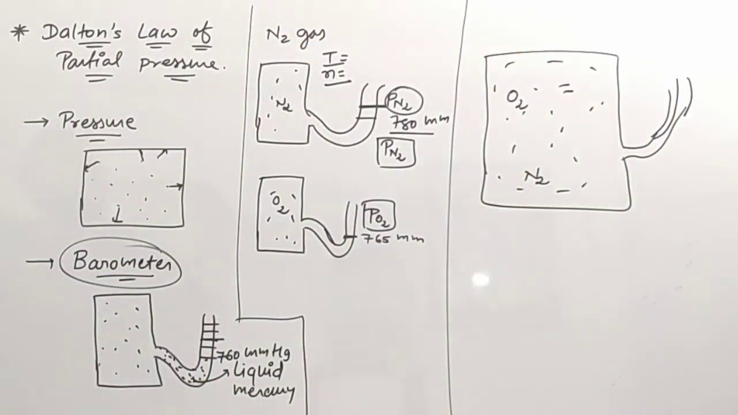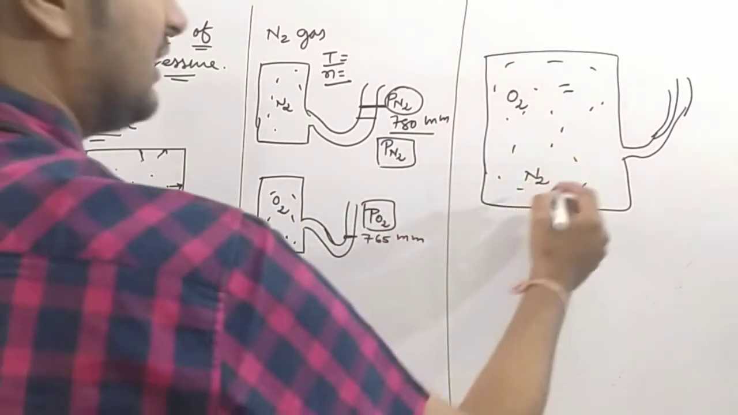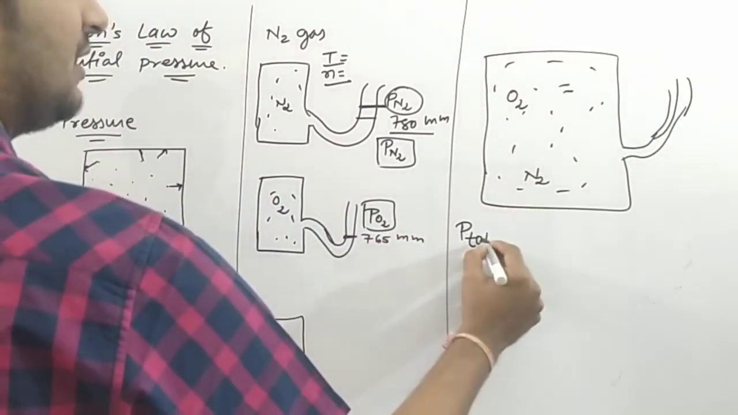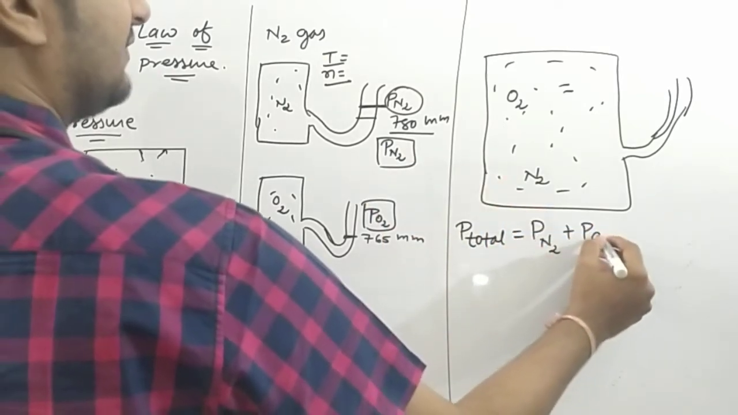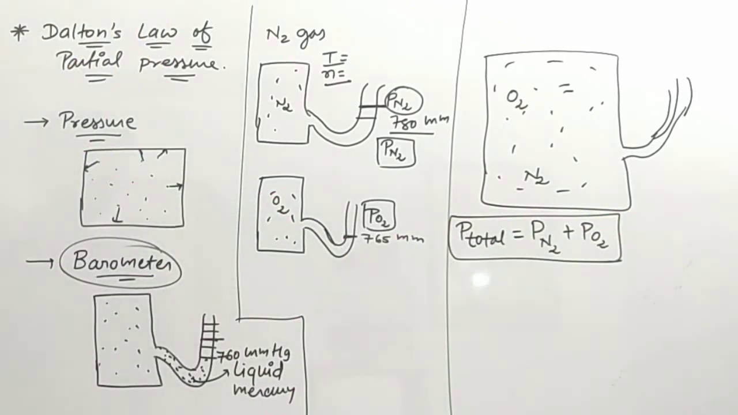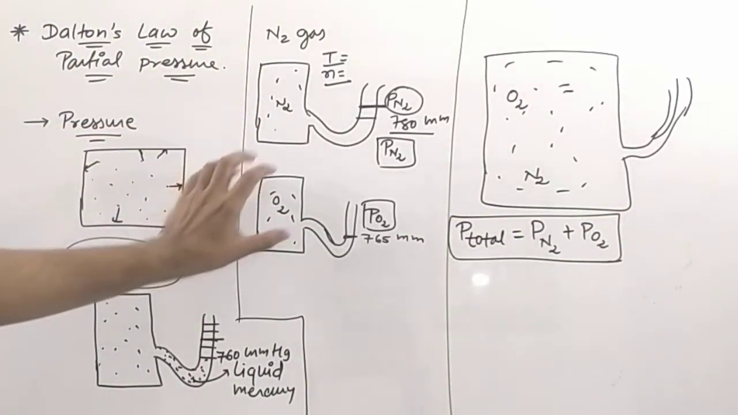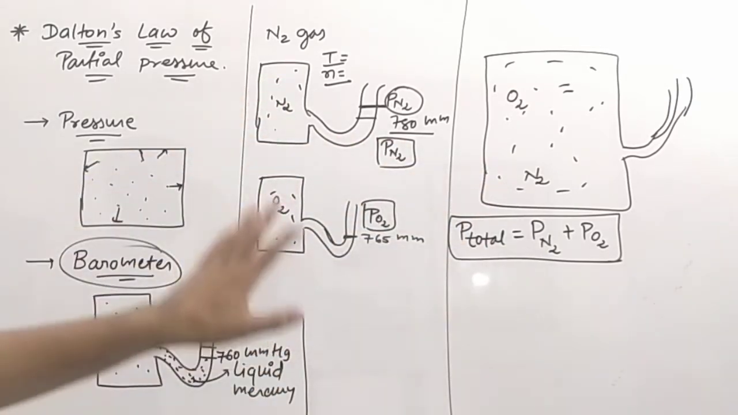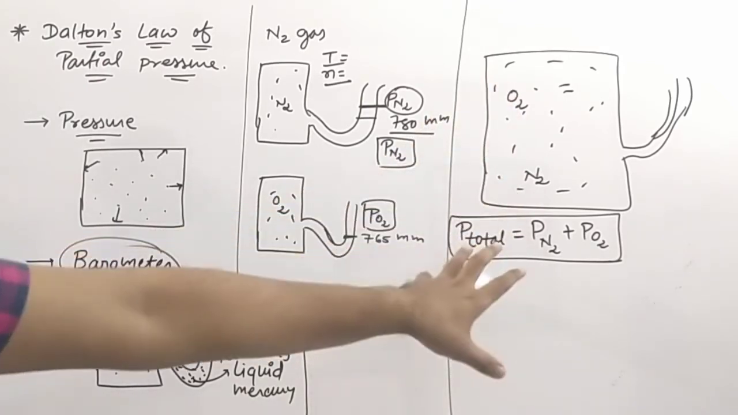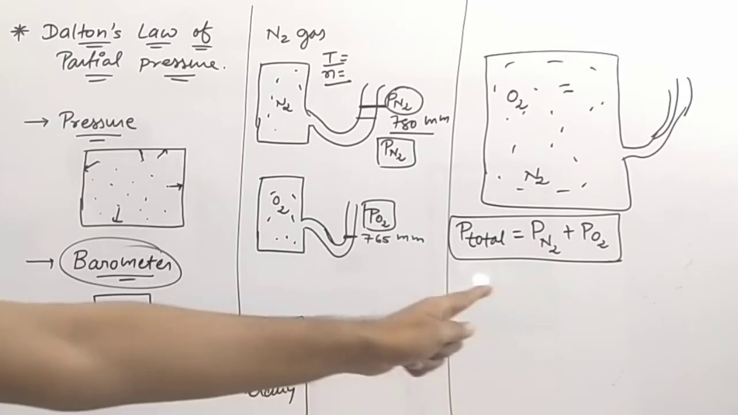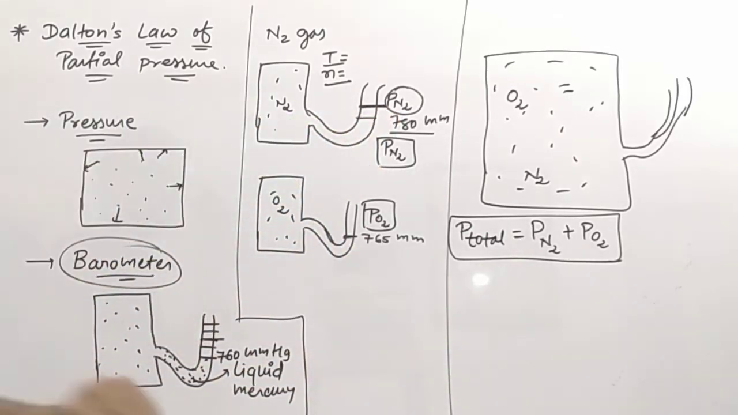Then he observed the pressure and found the total pressure. I will name this as the total pressure. So the total pressure was equal to the partial pressure of nitrogen plus the partial pressure of oxygen. When we mix these two non-reactive gases together, whatever pressure comes, he named it the total pressure. It means the summation of the partial pressure of nitrogen gas and the partial pressure of oxygen gas. So have you understood this?